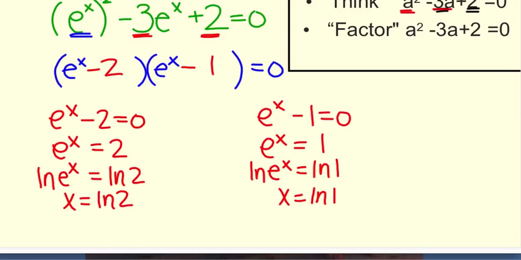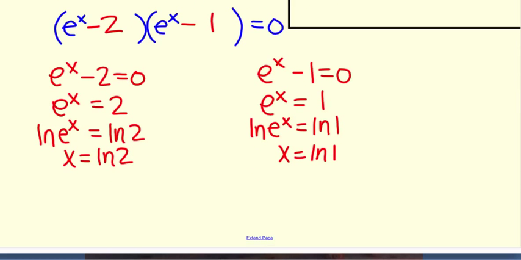Now just take a moment, use your calculator, and see what you get. Natural log of 2 is approximately 0.693. Natural log of 1 you should know is 0, but that's okay if you don't right now. x equals 0. So there's your two answers.